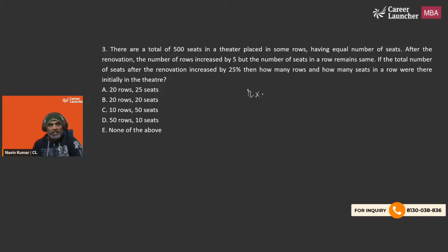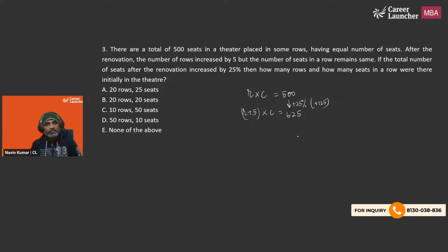So we are basically told that there are certain rows and each row has a certain number of seats. Let's call them C, that is columns, and this is 500. Now, after the renovations, the number of rows increases by 5, but the number of seats in each row remains the same. So this is going to give us something more than 500. If the total number of seats after the renovation increased by 25%, which is basically saying it increases by 125, so this becomes 625.